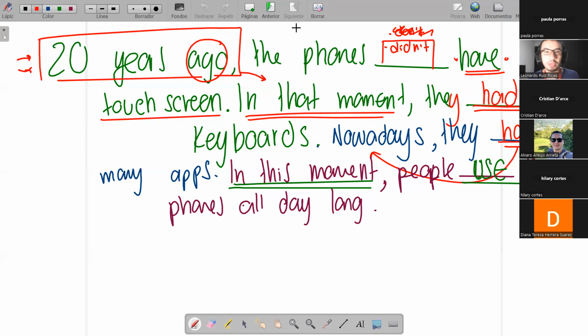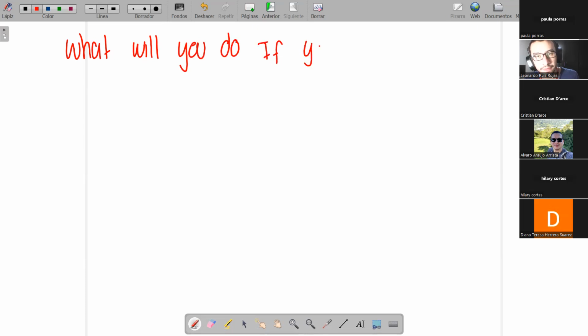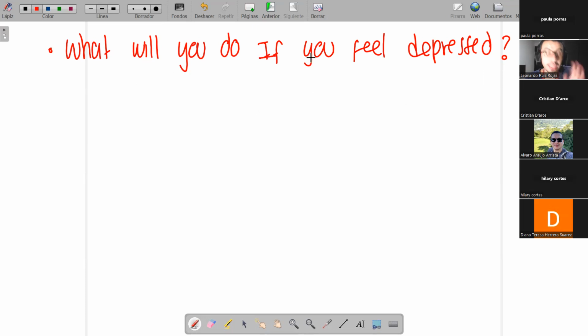For example, let me just erase this part. And I say, what will you do? What will you do if you feel depressed? Feeling depressed is something that can happen, that normally people suffer. Es una cosa normal, right? It's something that people can feel at any time. Now the question is, what will you do in the condition that you feel depressed? What would you probably do?